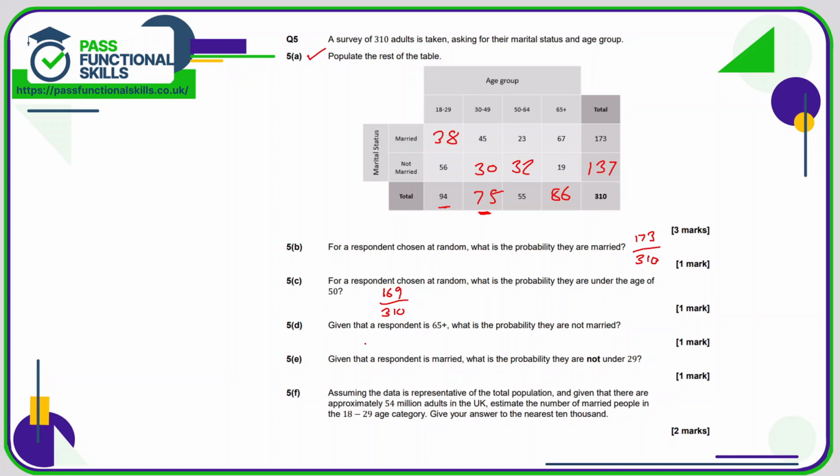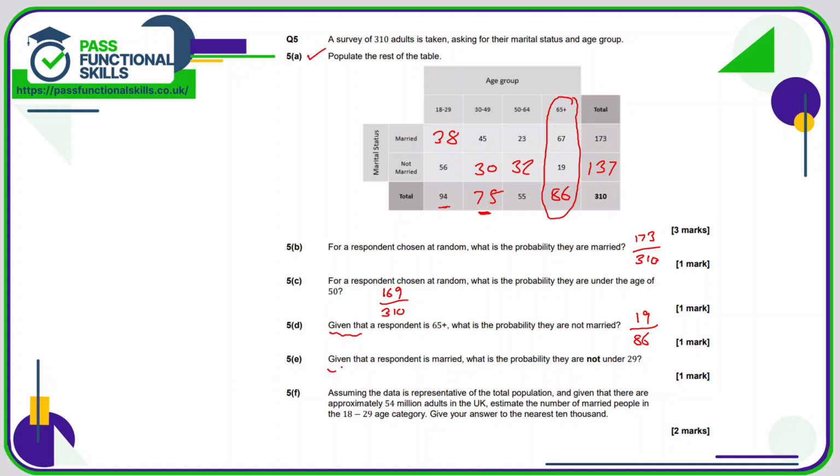So for part D, we need to be careful here because we've got this given that clause. So given that a respondent is 65 plus, that means we're only interested in this column here. So out of the total 65 plus, that is the total of 86. So out of these 86, what is the probability of not married? Well, not married is 19 out of that 86. So there's our probability, 19 out of 86, not out of 310.